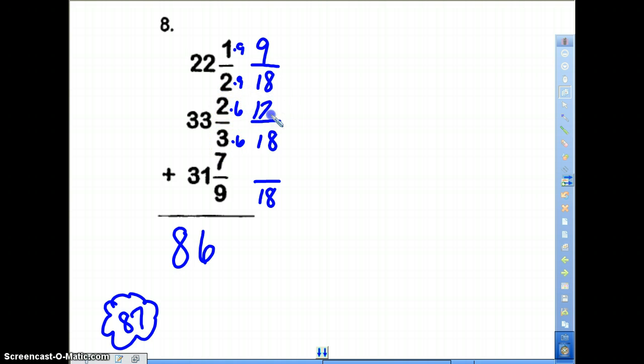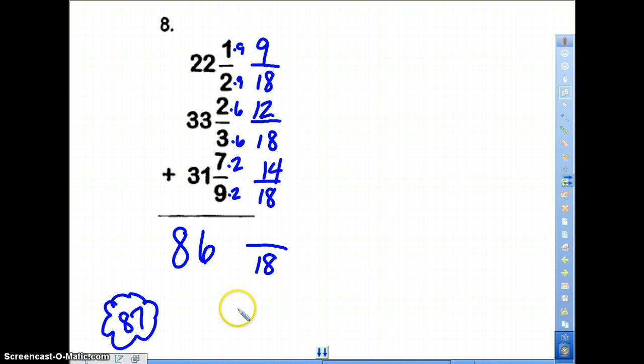So we get 12/18 here, and down here I have to multiply 9 by 2 to get 18. So I'm going to multiply 7 by 2 and get 14. All right? Now that our denominators are the same, I've got 9/18 here of a whole, 12/18 here of a whole, and 14/18 of a whole right there.